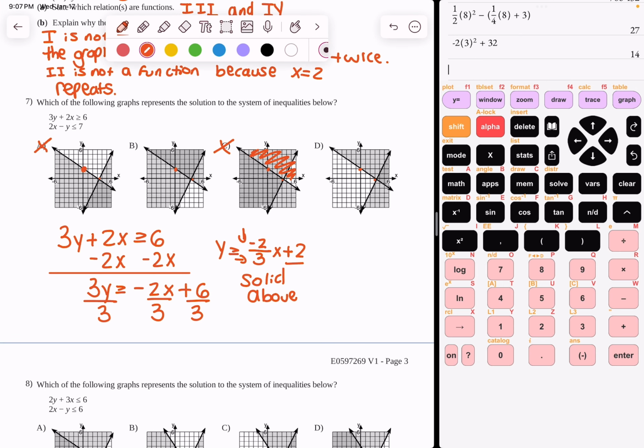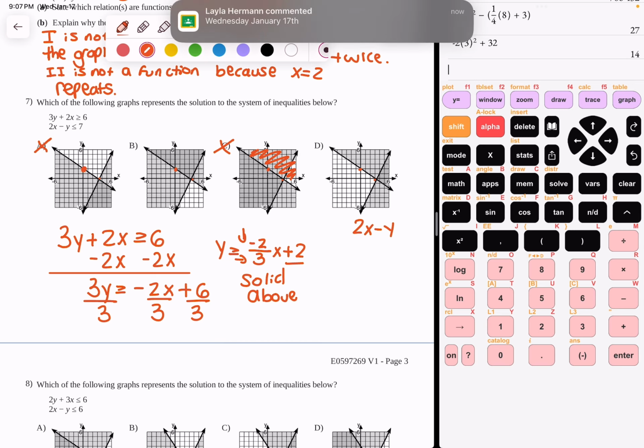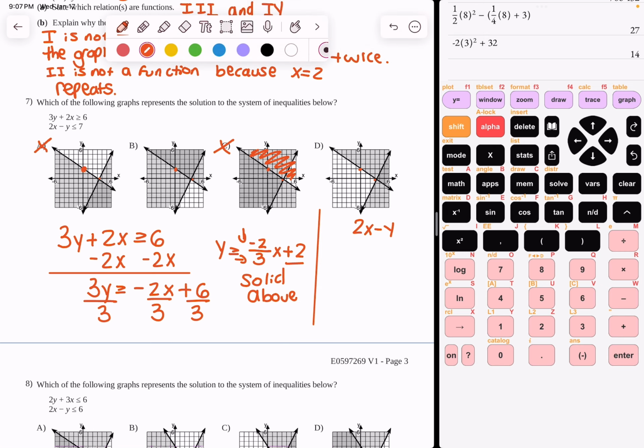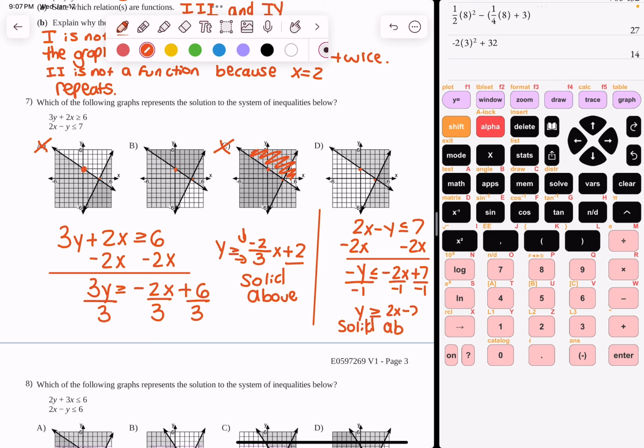All right, for the second one, let's look at the second thing. 2x minus y is less than or equal to 7. Subtract 2x, I would get negative y is less than or equal to negative 2x plus 7. Let's divide by negative 1. When we divide by negative 1, we flip our inequality symbol. So that means we would have a solid line since it's less than or equal to, and we would shade above.